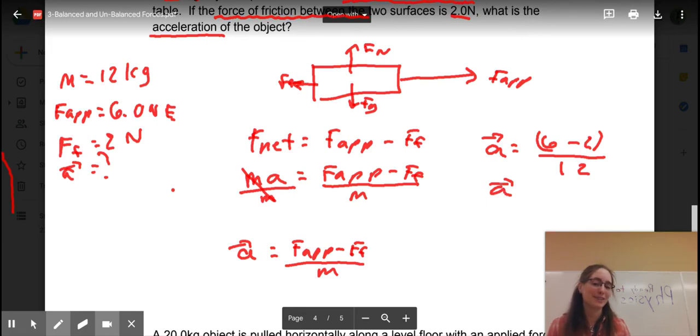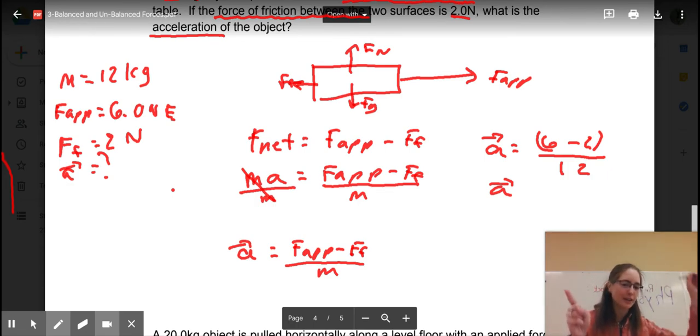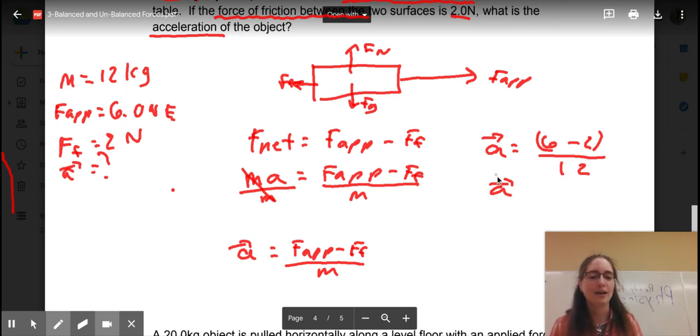Watch your brackets when putting this into the calculator, ladies and gentlemen. Either do the math initially and go 6 minus 2, that's 4, divide that by 12, and then get your answer. Or bracket 6 minus 2, bracket, divide by 12, enter. If you put it into the calculator wrong, you're going to get the wrong answer. Watch for that. Okay, that equals your lovely value of 0.33 repeating meters per second squared.